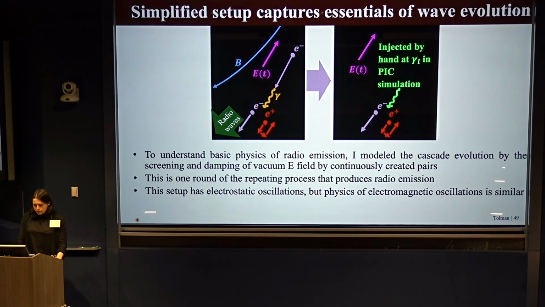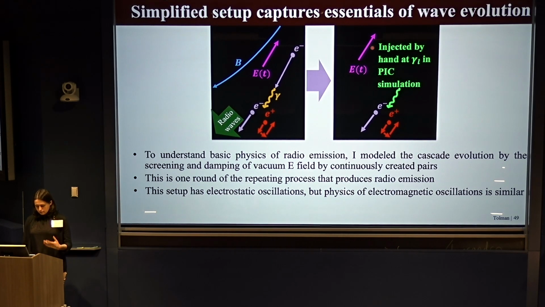To understand the basic physics of radio emission, I modeled the cascade evolution by the screening and the damping of the vacuum electric field by continuously created pairs. So I took our simplified situation and made it even simpler. I had an electric field, and I injected pairs that represent pairs created by the QED process, and saw how those pairs fed back on the electric field.